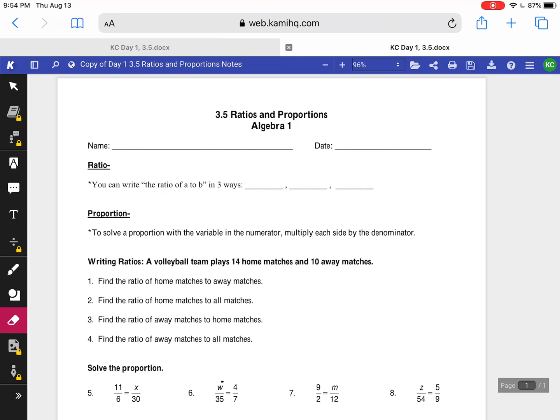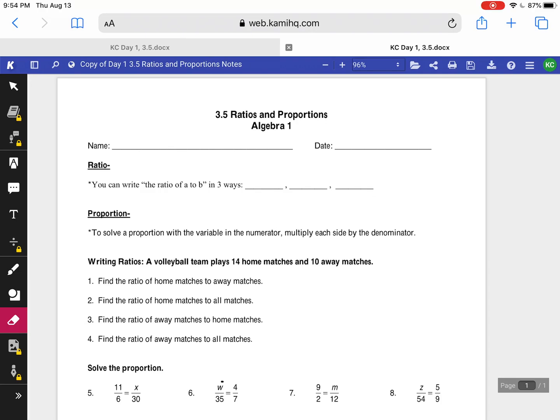Now this should be somewhat of a review, but it's definitely a great place to start as we get into this year and all of the awesome math concepts and strategies that we're going to be doing.